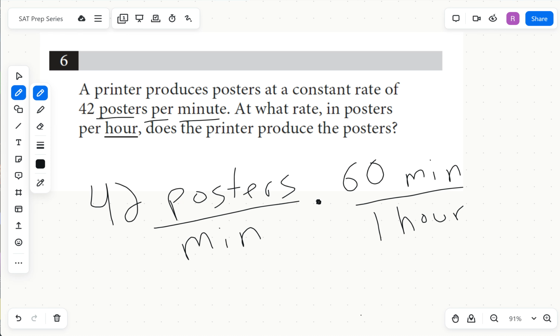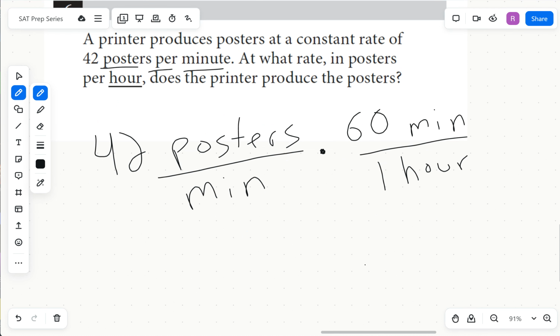And so now I'm just going to do some multiplication. If I do 42 times 60, that will give me 2,520. These questions are from a calculator accepted section, so you could just plug that into your calculator. But remember, we want to express this in units, because they asked us for a rate, so we're going to express it with the rate that they ask us. It says in posters per hour.